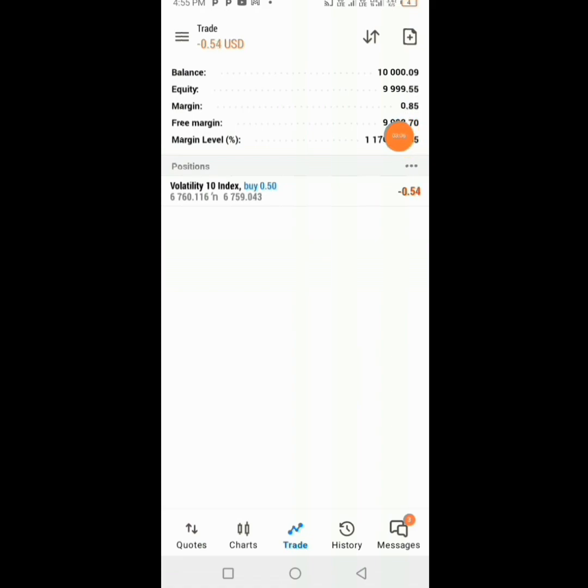Now, the margin level is a ratio. Based on the account size and my risk management, this is very compatible for my account because I am not risking too much, so my margin level is very big. But if I'm risking very much, my margin level will be very small. So these are the little things you should understand about balance, equity, margin, free margin, and margin level.